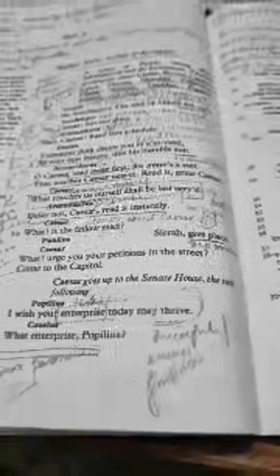That's his first plea, or first request, that he's putting: read mine first. And then the second one is when he's saying, "Delay not, Caesar, read it instantly." So there you can underline and write "cares about Caesar," right? "What is the fellow mad?" Is the fellow crazy? "Sirrah, give place." Give place means Publius is saying step aside.